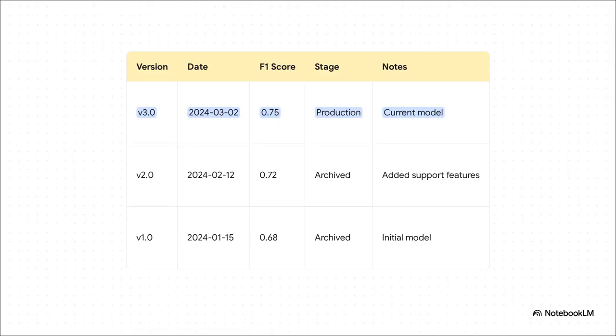And our journey starts right here, in the MLflow model registry. Think of this as our source of truth. We're looking at the ShopSmart churn model, version 3.0. We can see it's been validated, it hit a solid F1 score of 0.75, that's how we measure its accuracy, and most importantly, it's been promoted to the production stage. It's officially got the green light.